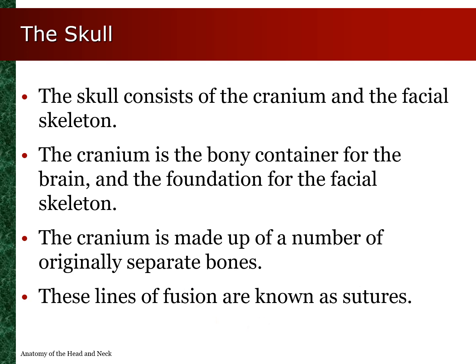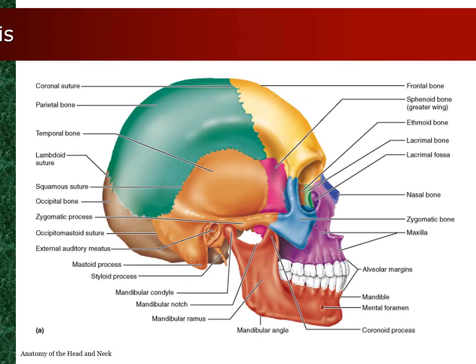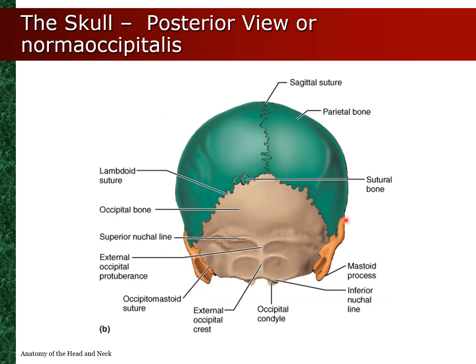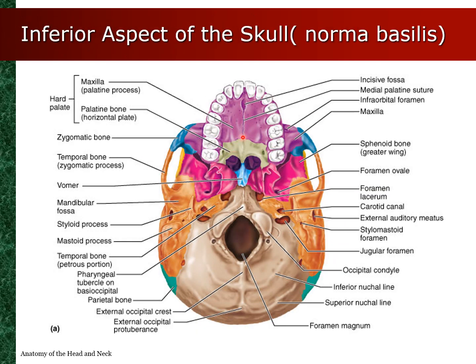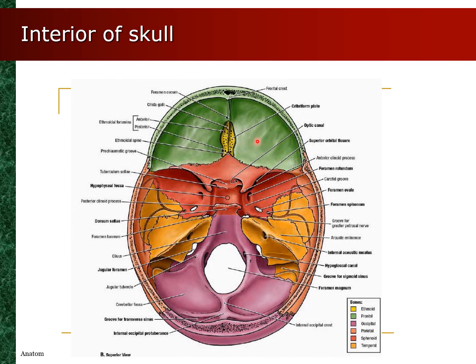An important part of the skull. It should be remembered: which are the bones located in norma frontalis, which are the structures in norma lateralis, and which are the bones and sutures present in norma occipitalis. Now, which are the bones and structures located at the norma basalis and the interior of the skull and skull cap. The skull cap, or calvaria, covers the brain itself.